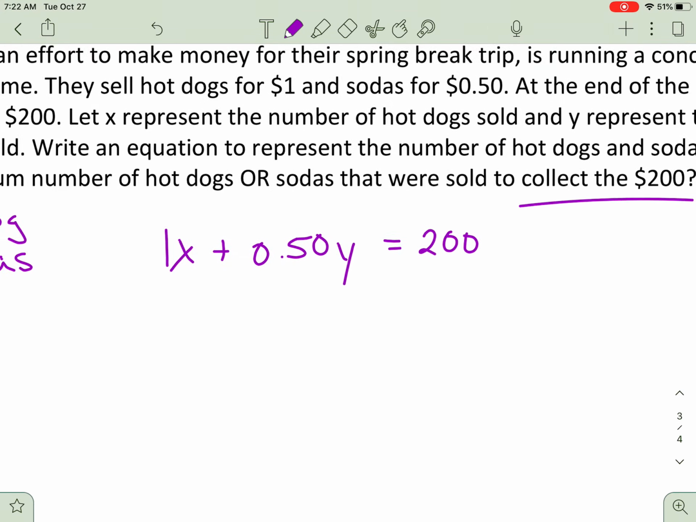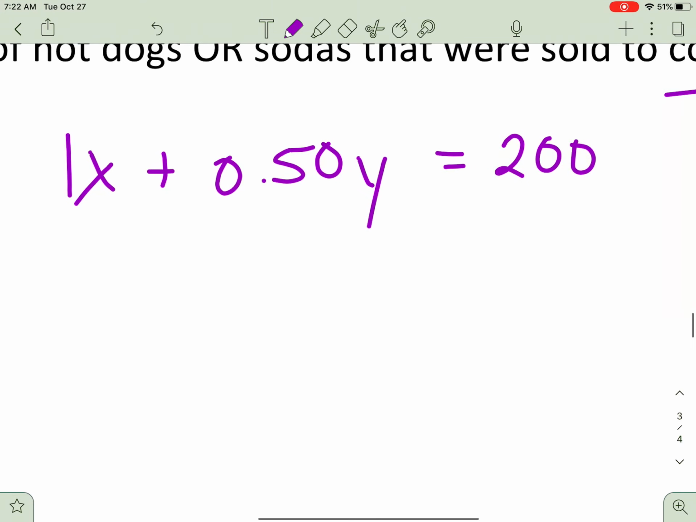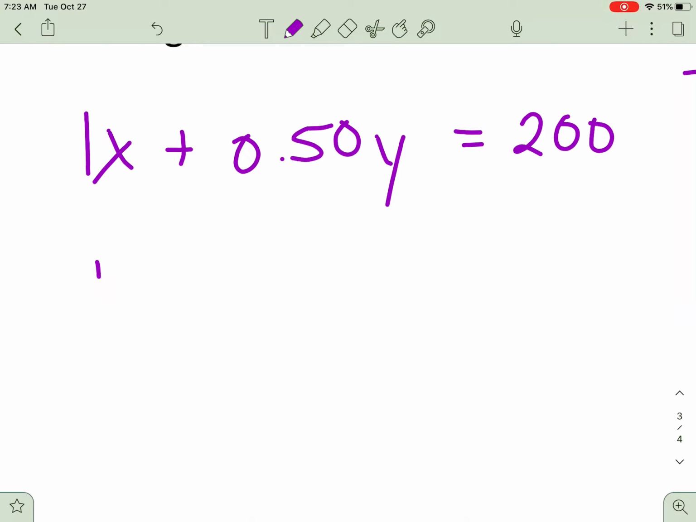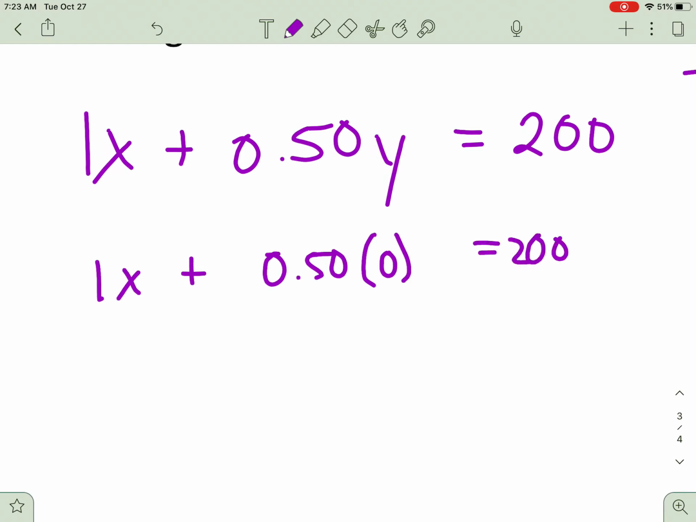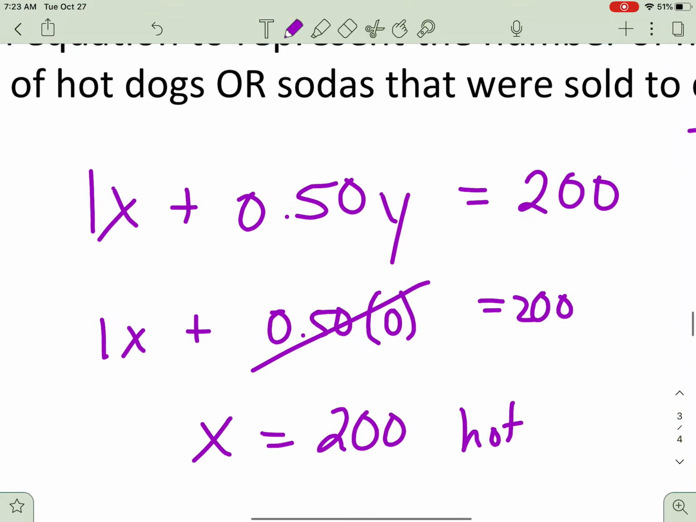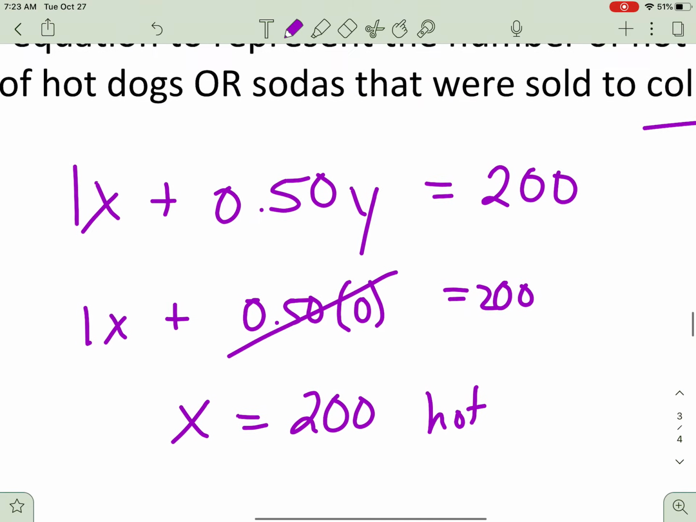Okay, well, let's assume if we're talking about maximum, then we're thinking, okay, what's the maximum number of hot dogs without selling sodas? So let's plug in a 0 here for sodas. So I have 1x plus 0.50 and then 0 sodas. Okay, so that cancels out. So we have x equals 200 hot dogs. That's the maximum number of hot dogs.